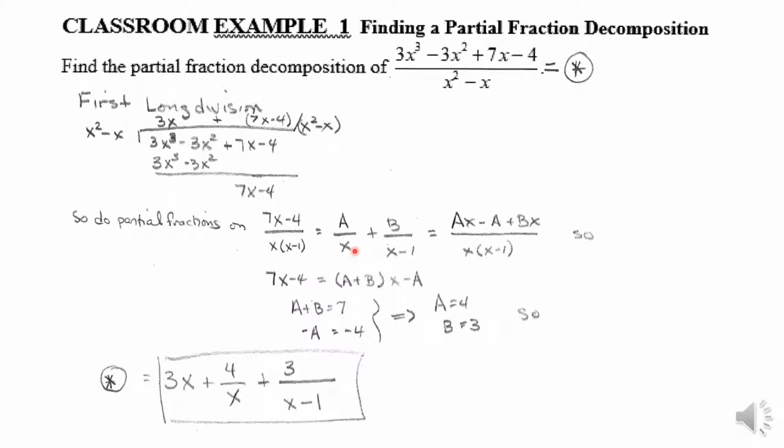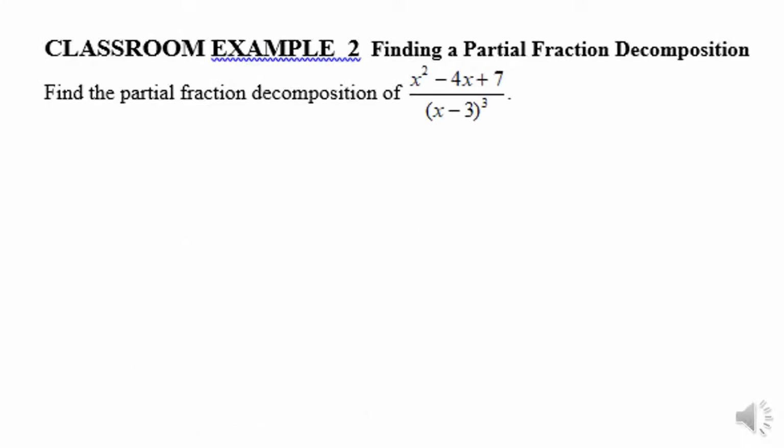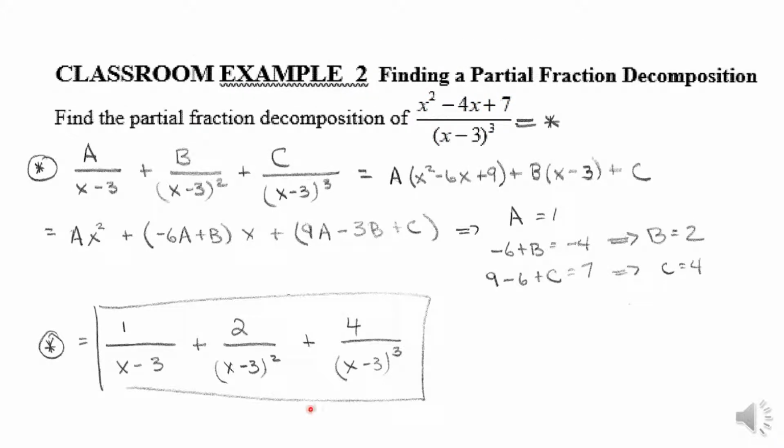So I look at A over x plus B over x minus 1. We simplify that, and then we equate the numerators. So we have 7x minus 4 has to be the same as A plus B times x minus A. We equate the coefficients, solve the linear system, and we have this partial fraction decomposition. Pause the video now and do the problem. Let's see how you did.